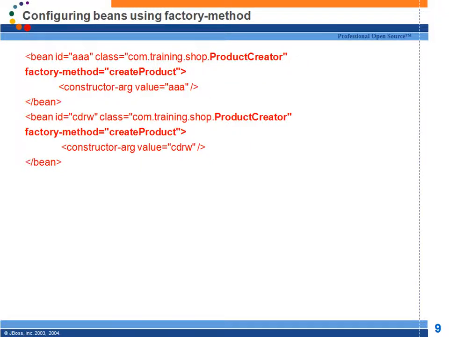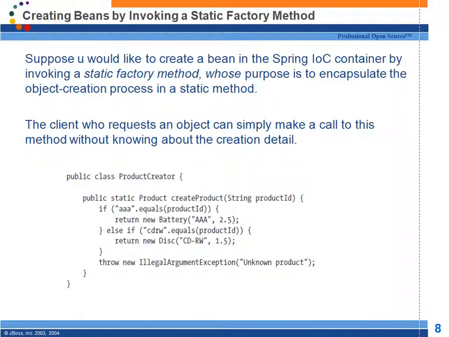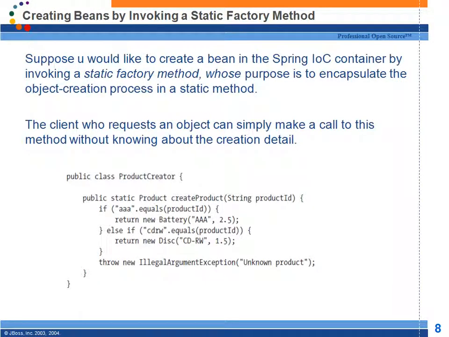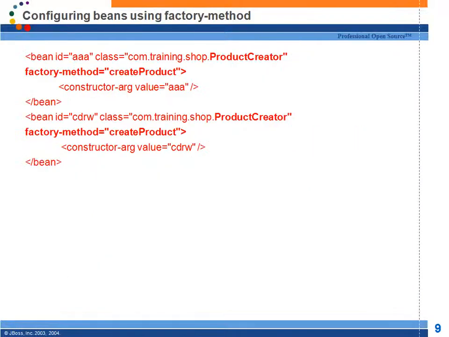See this class again. A class having a static method. You want a bean to be created by calling a static method. See, class and factory method is equal to createProduct. Here also same thing, but the value is different, CDRW. Now this bean, if I say factory dot getBean AAA, which object will I get now? AAA means Battery, right? So CDRW means Disk. So now we are creating beans by using a static factory method.